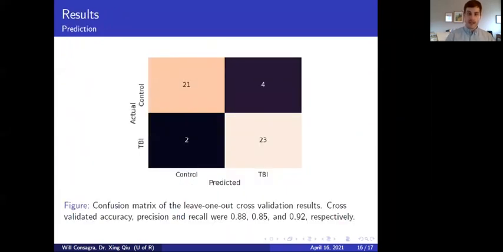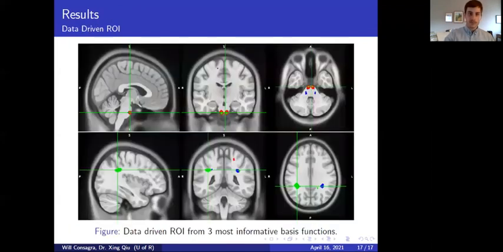So for the prediction task, this is the confusion matrix of the leave-one-out cross validation results. The accuracy, precision, and recall all hovered around the 0.9 region, which is a very strong result for predicting traumatic brain injury from diffusion data.